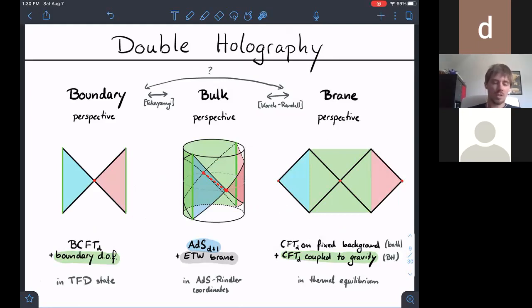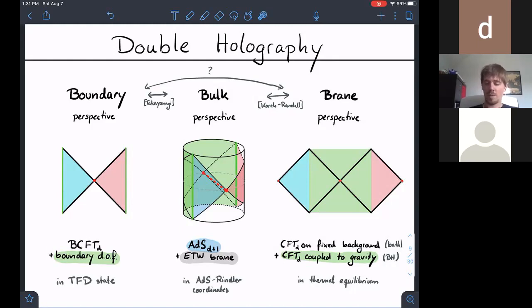So in the boundary perspective, we have the left BCFT here in blue, the right CFT here in pink, and then the degrees of freedom at the boundary here and here. Time in this picture runs upwards. Then if I go to the bulk perspective, I get this typical cylinder from global AdS, but where now those boundary degrees of freedom are replaced by this green brane, which runs through the bulk and is very, very close to the asymptotic boundary in the back.